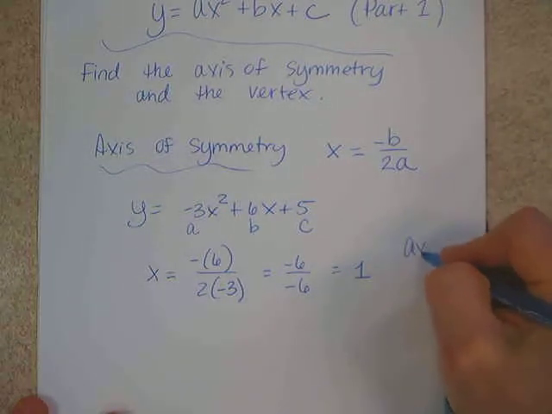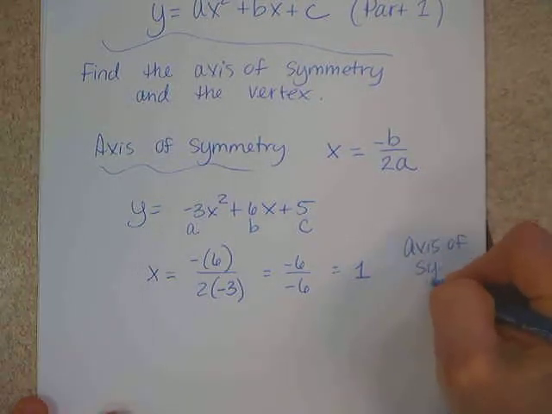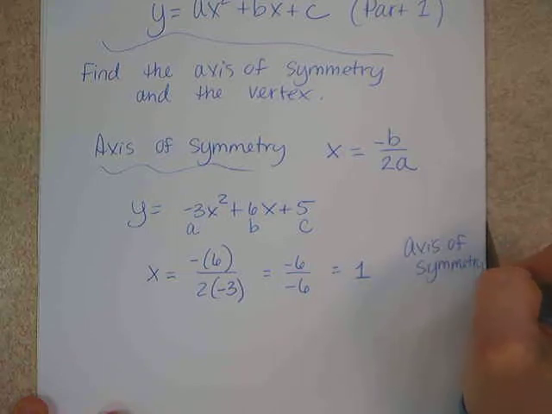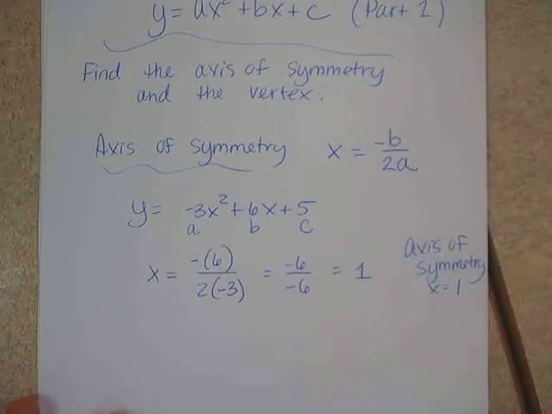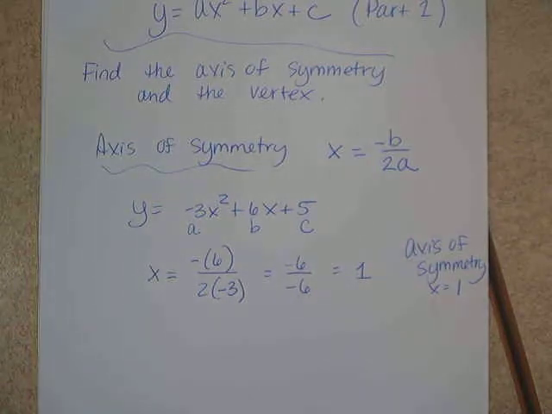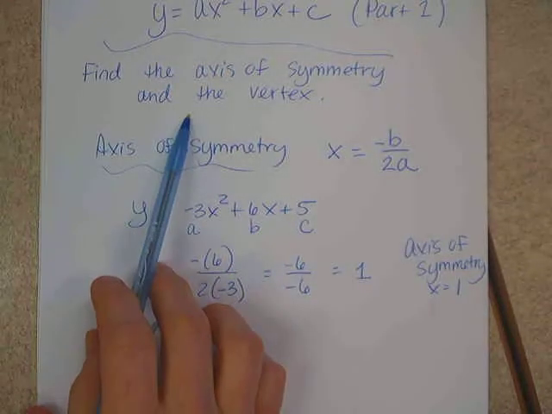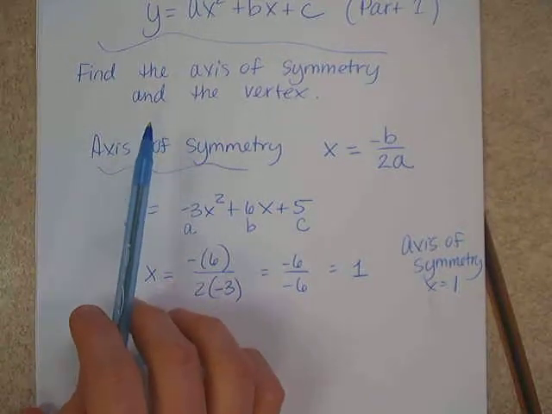So -6 over -6 equals 1. So my axis of symmetry should be the vertical line that crosses the x-axis at 1. So my parabola would be shifted really 1 to the right of the y-axis.